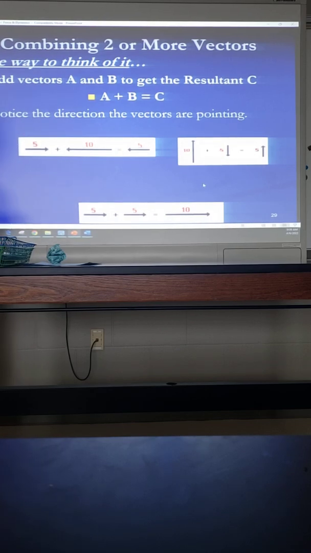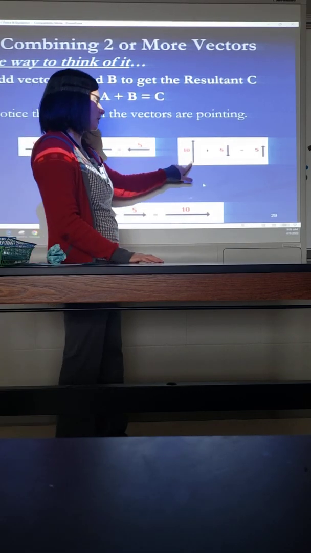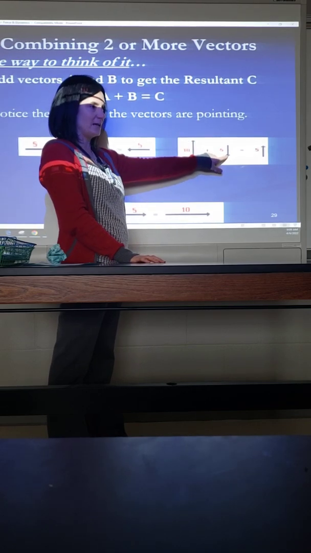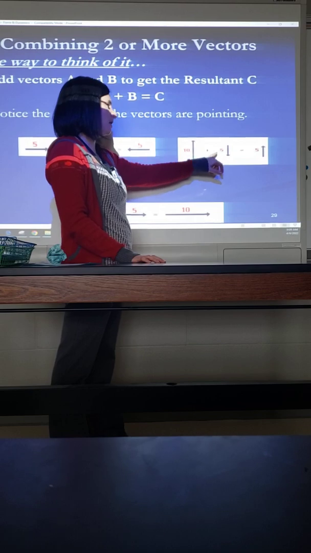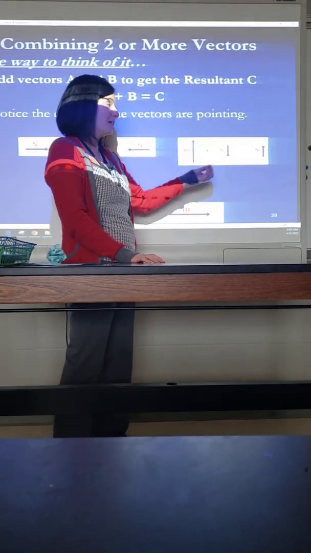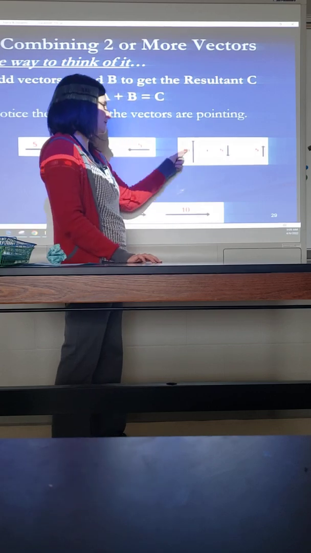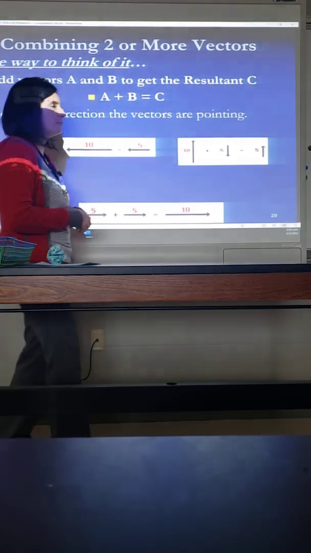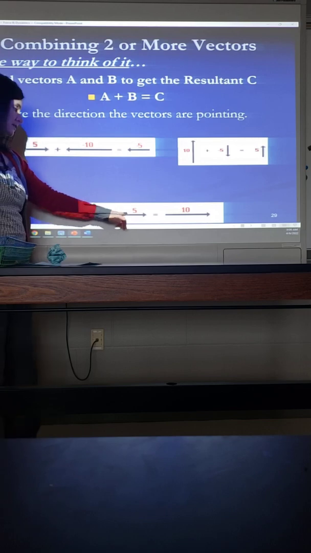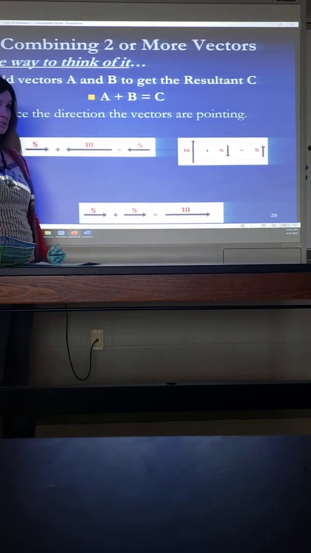All right, this can also be done vertically, right? 10 positive for up, 5 negative because it's pointing down. 10 plus a -5 is basically the same thing as taking 10 minus 5, and you end up with 5 positive because 10 was our bigger value, and that's pointing up. If they're going in the same direction, you just get to add them. So a +5 plus another +5 gives you +10.